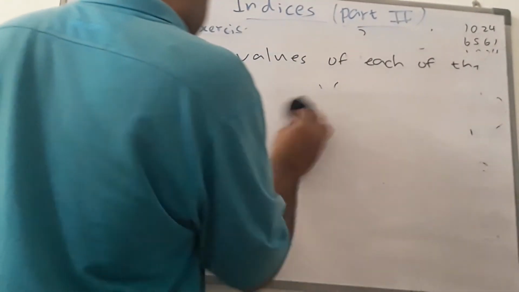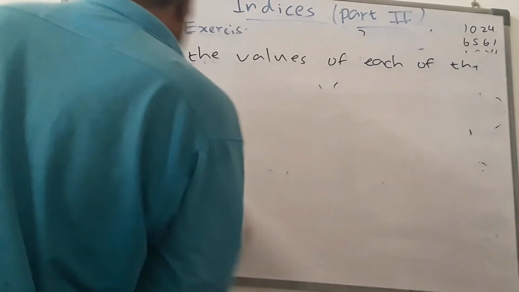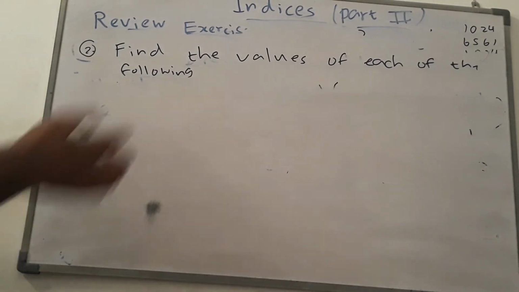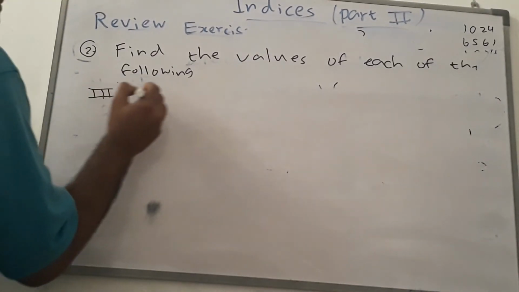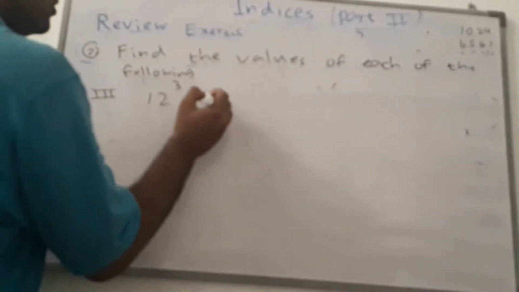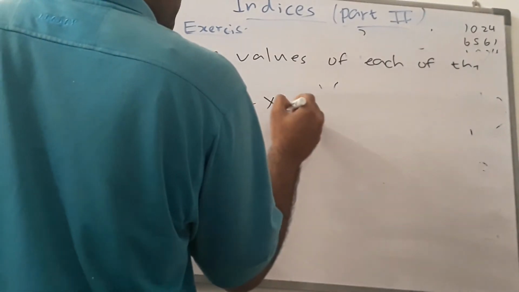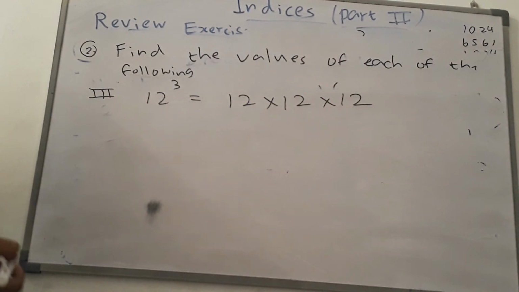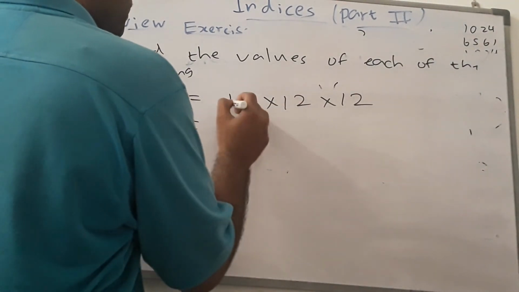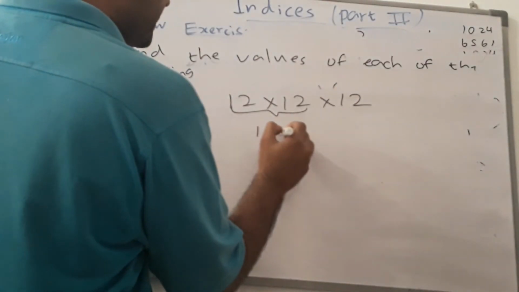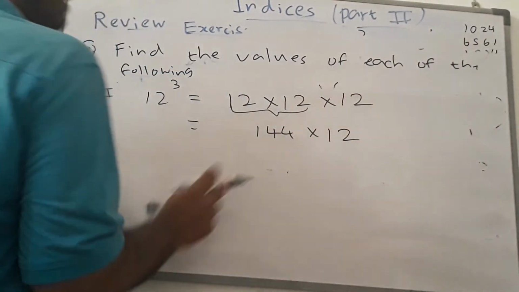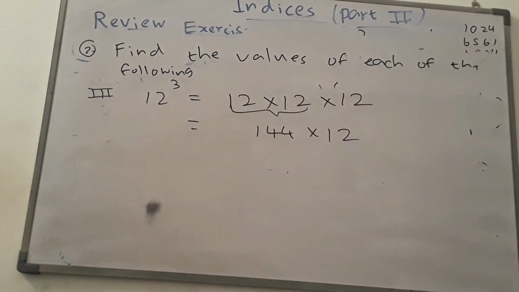Our next question is 12 to the power 3. 12 to the power 3 means 12 times 12 times 12. When we expand 12 to the power 3, it is 12 times 12 times 12. 12 times 12 means 144, times another 12. Now we have to find 12 to the power 3 like this.